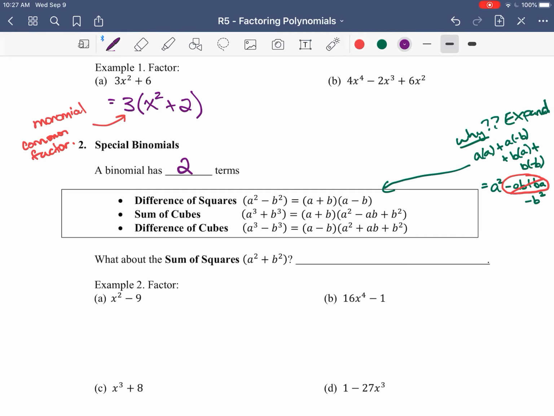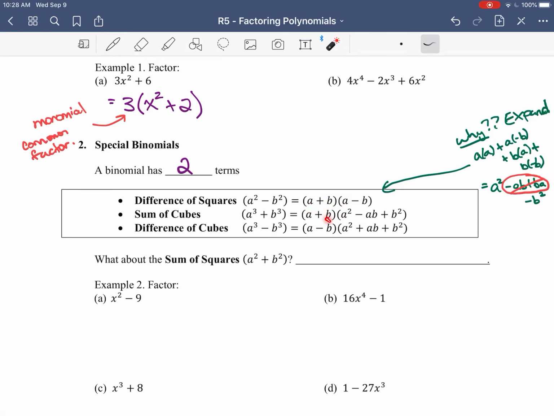Similarly, there's a formula for sum of cubes. If you have a cubed plus b cubed, it factors as a plus b times a squared minus ab plus b squared. If you want to check this, expand. Now, when you're expanding and one of your factors has three terms, you can't really use the acronym FOIL anymore because there are going to be more terms, but you just take your first one and multiply it by everything in the other one.